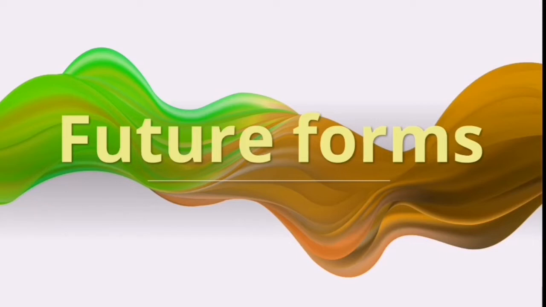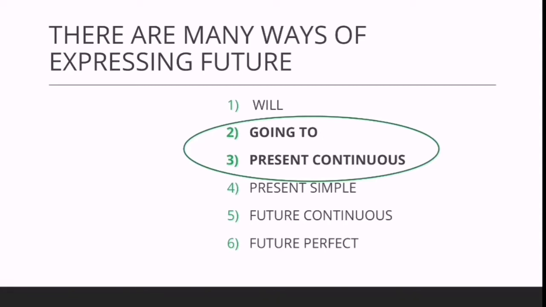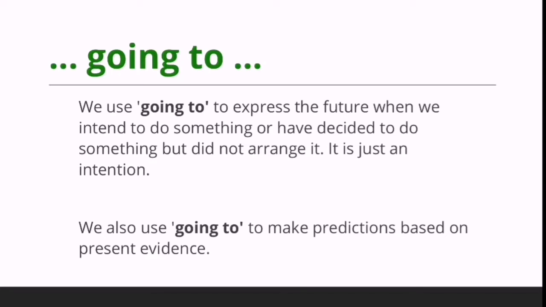Today we're going to talk about future forms. In this session, we are going to know the differences between going to and present continuous because there are many ways of expressing the future. Okay, we can use will also to express the future, and in some cases the present simple, the future continuous, and the future perfect. But today we are going just to know about the going to and present continuous. Let's start with going to.